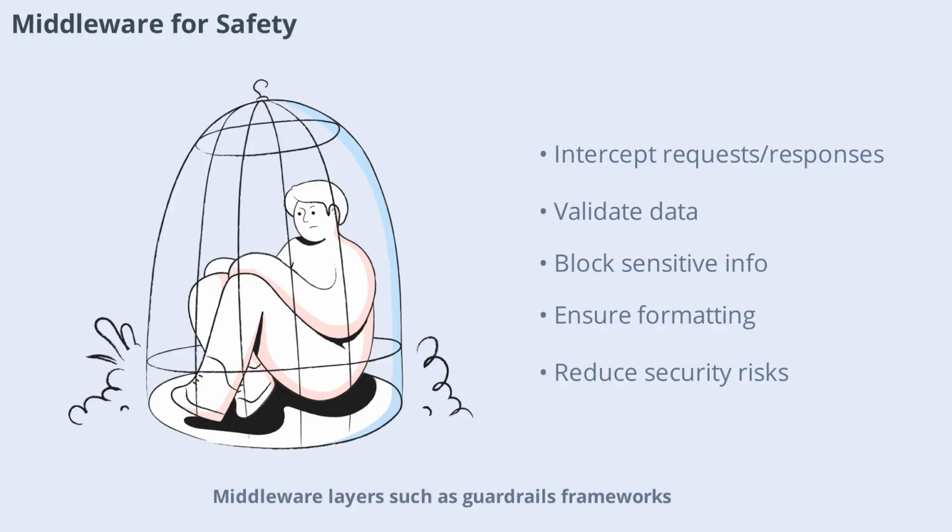Middleware layers such as Guardrails frameworks are essential for enforcing safety and compliance in LLM applications. By intercepting requests and responses, they can validate data, block sensitive information, and ensure proper formatting. Middleware acts as a gatekeeper, reducing the risk of security breaches or policy violations.